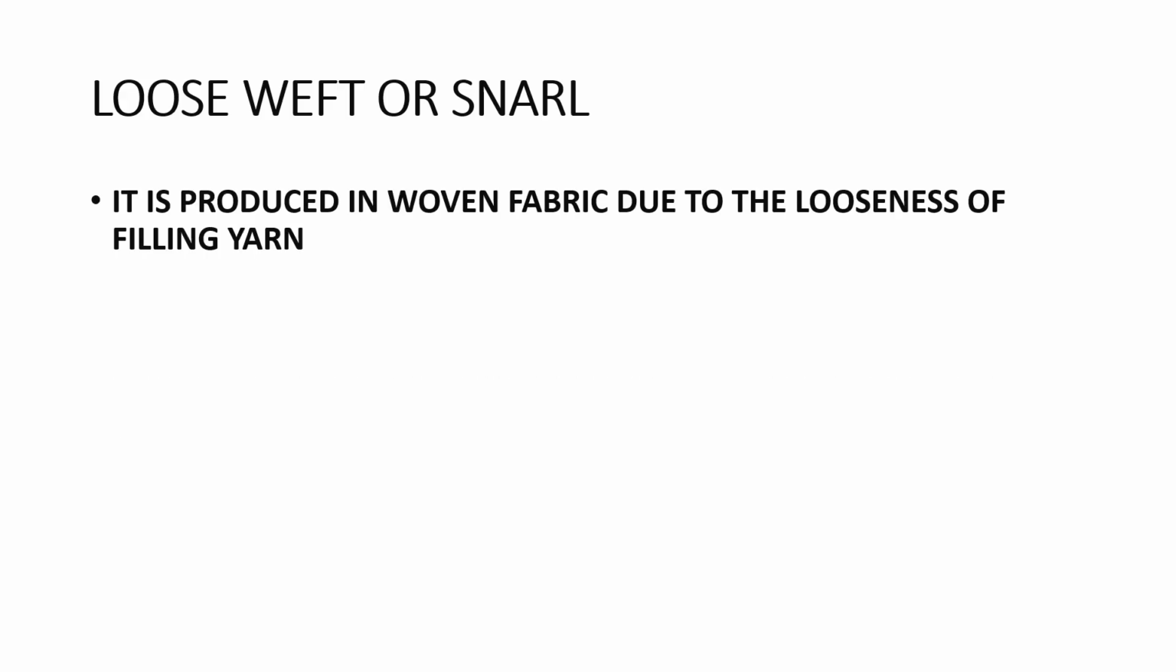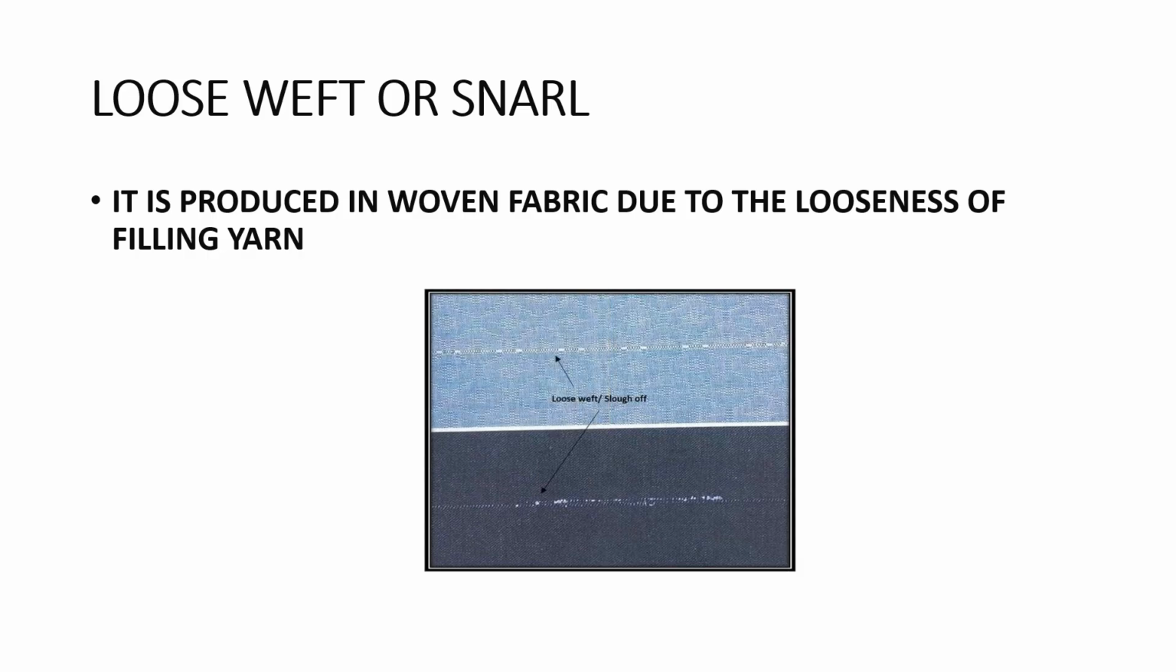Now similarly, loose weft or snarl may also come, and this comes due to the looseness of the weft. You can easily understand by the arrow how it looks, and if it really occurs in the fabric, whether you will accept that fabric or not. Can you give an answer? What is the outcome of this one? Shall we reject this fabric or still use it?